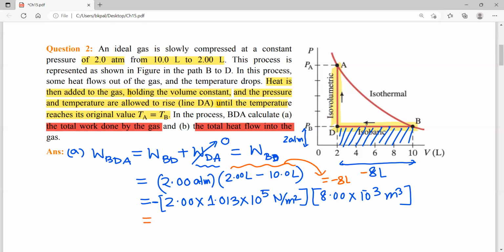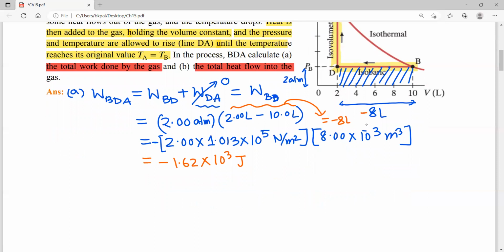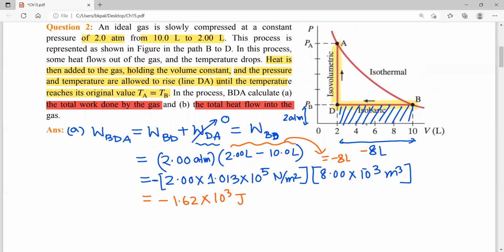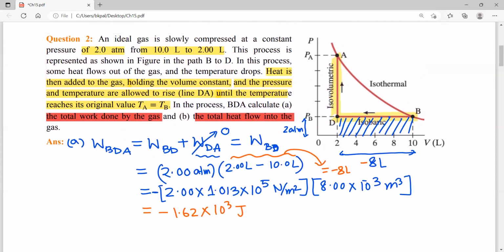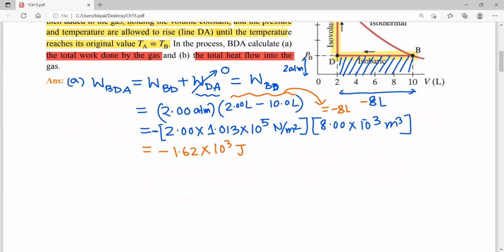Now if you multiply all these numbers, you should get something like this: negative 1.62 times 10 to the power 3, and the unit for work done is a joule. This negative sign is important for the next one. That means work is done on the system, because here you see that an ideal gas is slowly compressed. When it is slowly compressed, that means work is done on the system, and the negative sign also tells us about that.